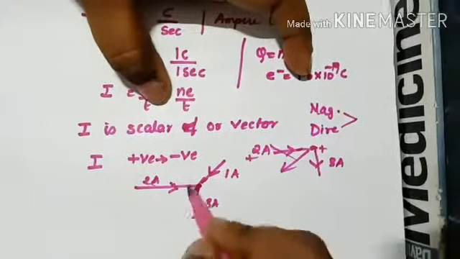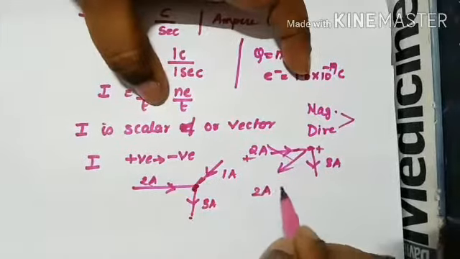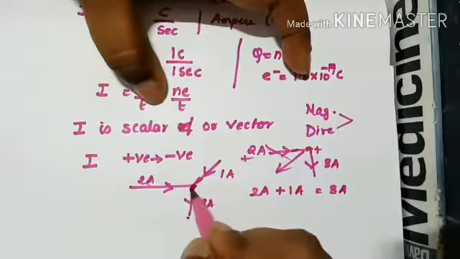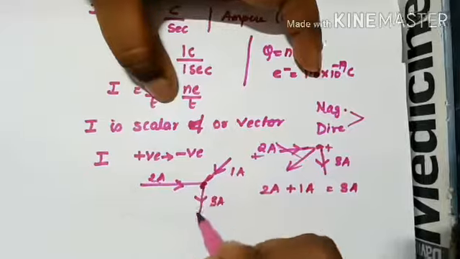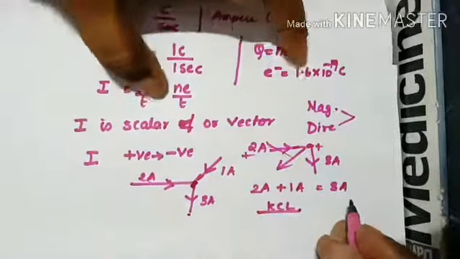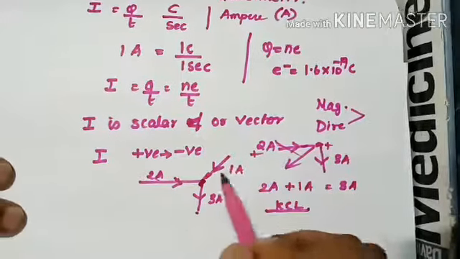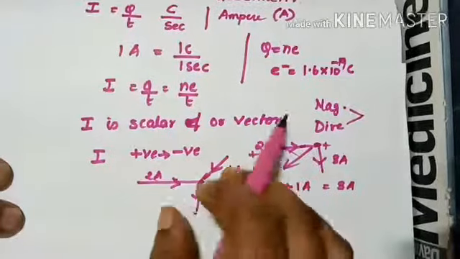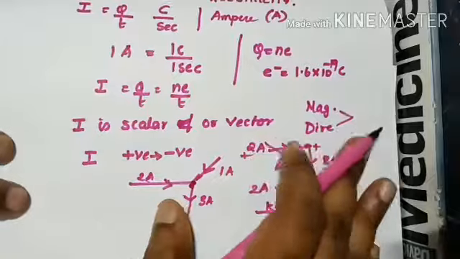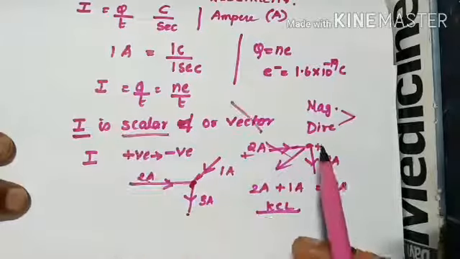So how would you add? Do you add them in vector form? No, you add 2 ampere plus 1 ampere gives you 3 ampere. The amount of current coming into this node is equal to the amount of current flowing out. This is Kirchhoff's current law. I have taken this. So this means I am not adding the currents in a vectorial way. I just add them in a scalar arithmetic form. Clear? That's why current is a scalar quantity, not a vector quantity.